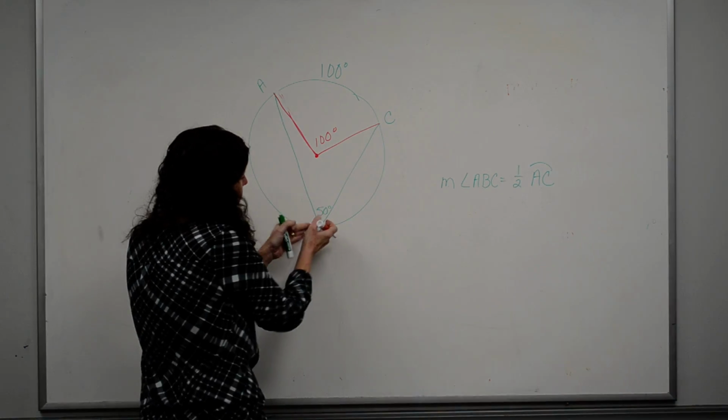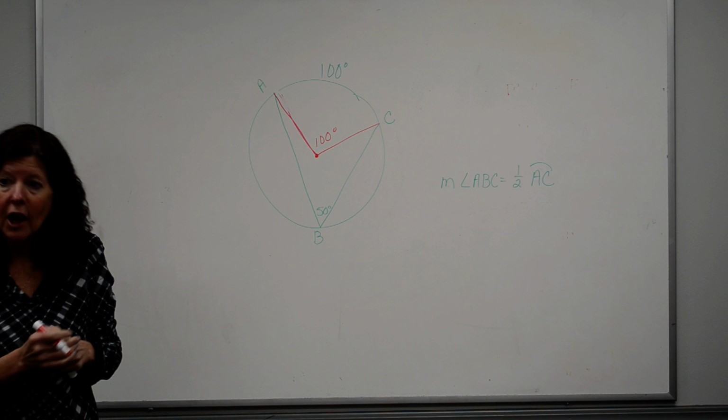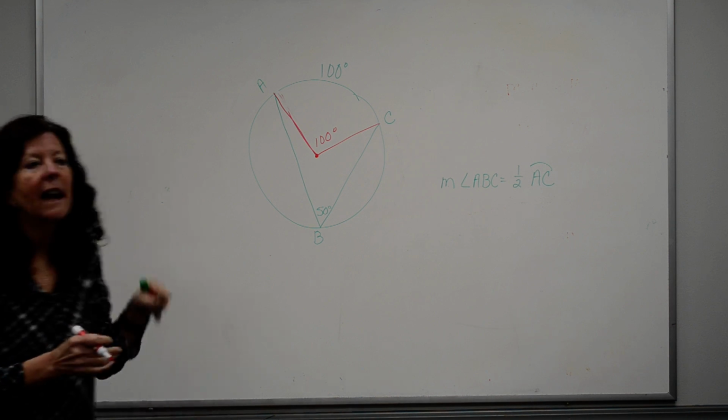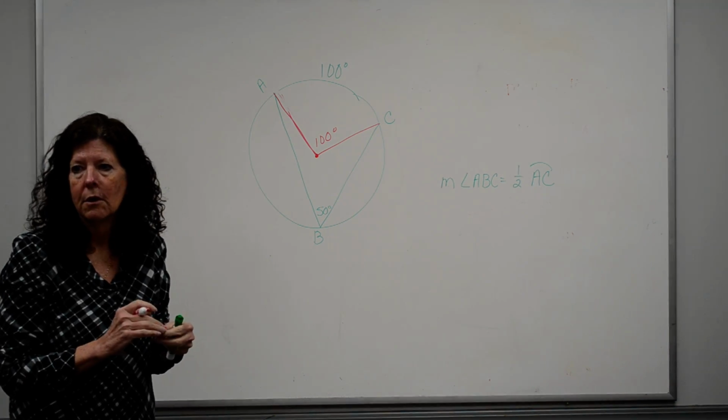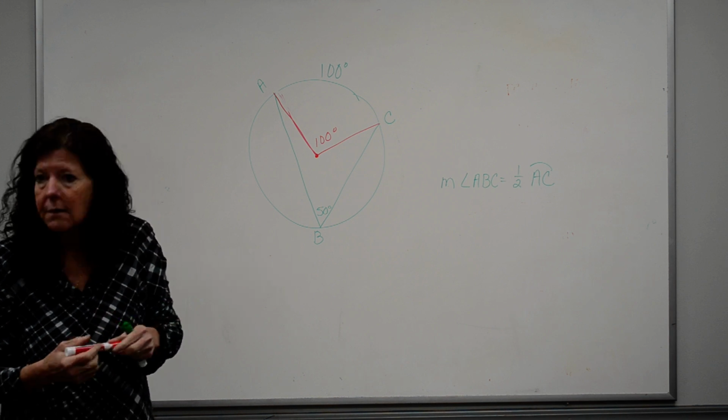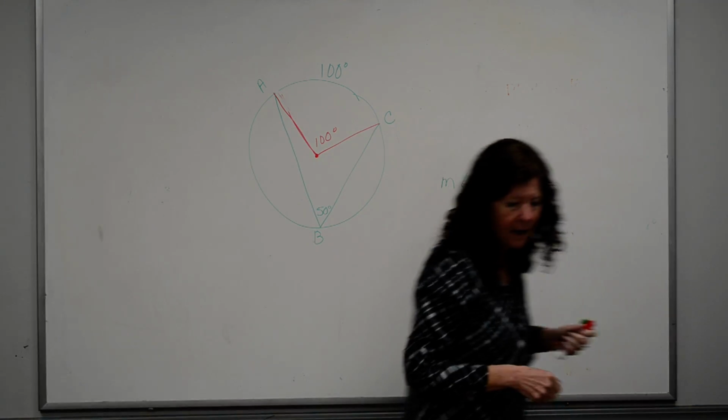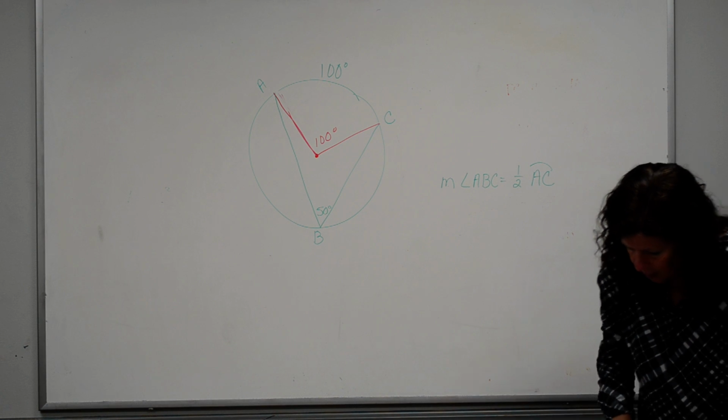Versus an inscribed angle where the vertex is actually on the circle. It is half of the inscribed arc. So central always comes from the center, and inscribed always comes from a point on the edge, on the outside. Correct.